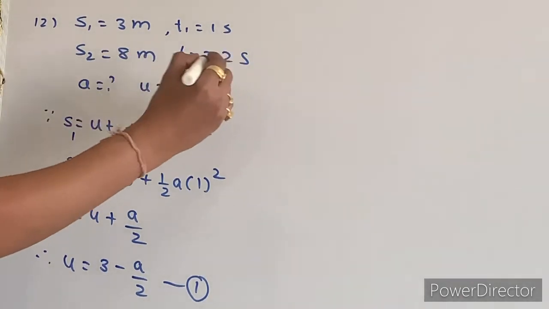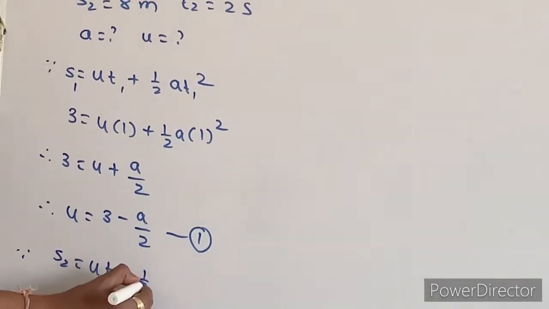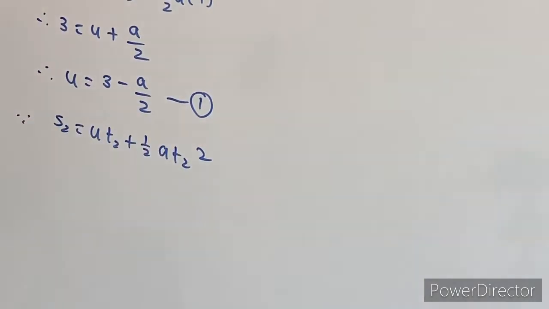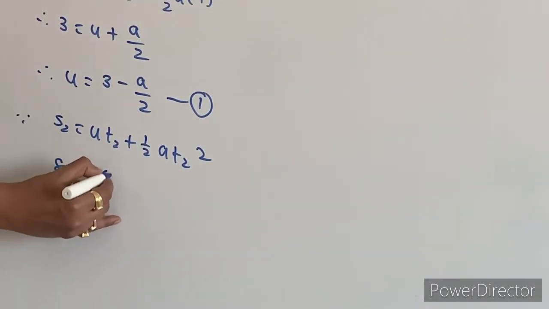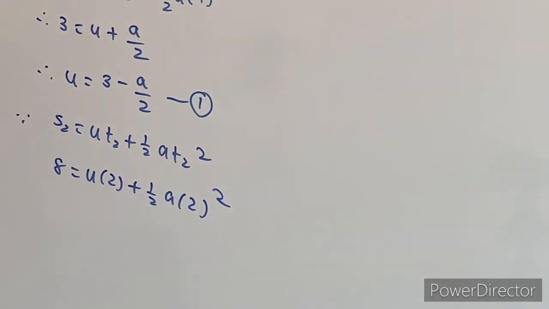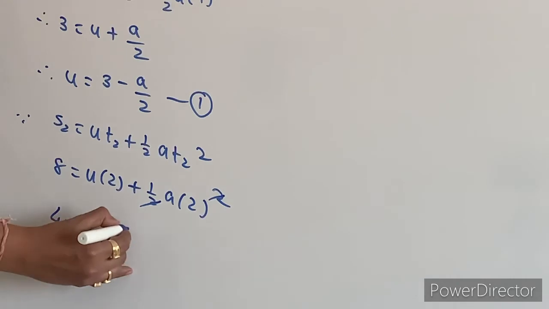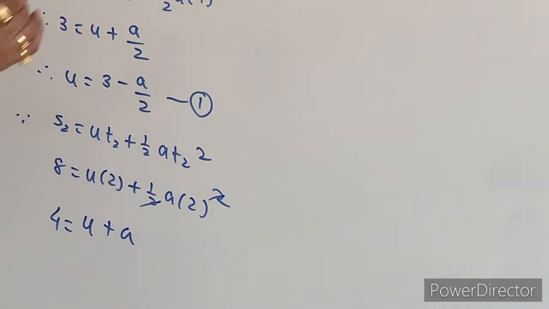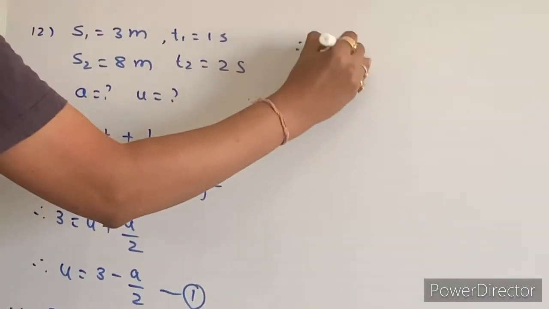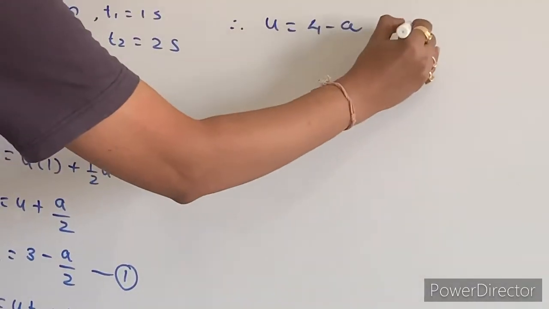What about the second equation? S2 is equal to u t2 plus half a t2 square. So this comes out to be 8 is equal to u into 2 plus half a into 2 the whole square. If I cancel this 2 with this square, this comes out to be 4 is equal to, again divided by 2 everywhere, u plus a. Therefore u is equal to 4 minus a. This is equation number 2.